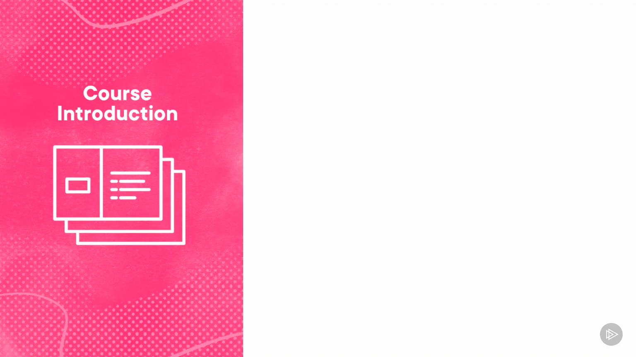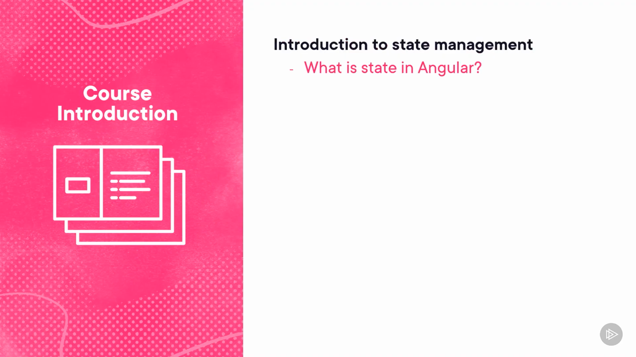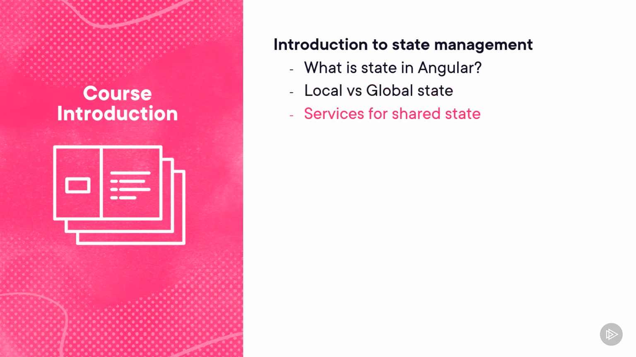If you have ever struggled with sharing data between components, keeping your app state consistent, or managing complex application logic, this course is for you. We'll start with the basics in the first module, where you'll learn what state really means in an Angular app. We'll explore local and global state and how to share this state using services and BehaviorSubject, and when it's time to move to a more robust solution.